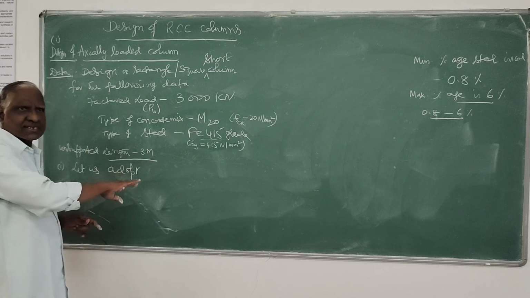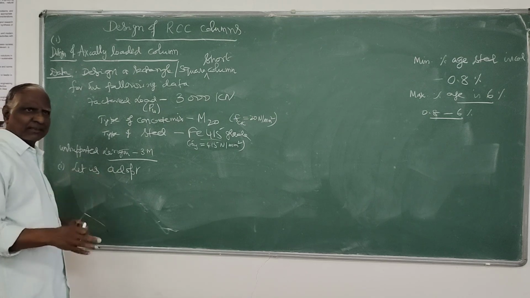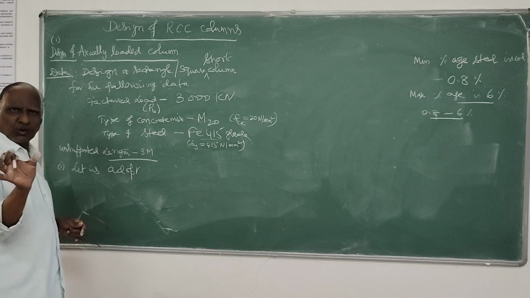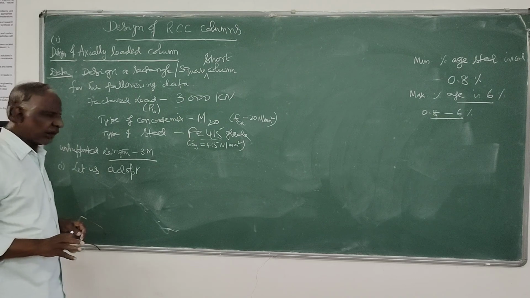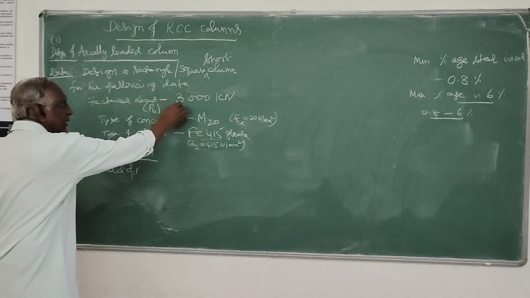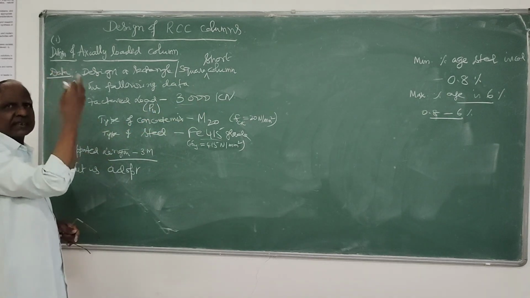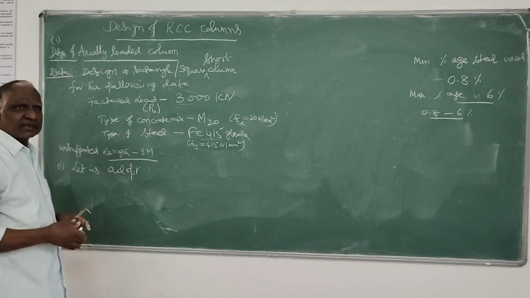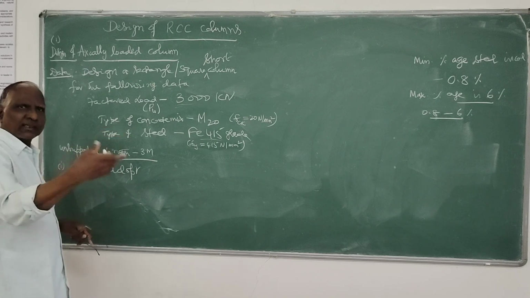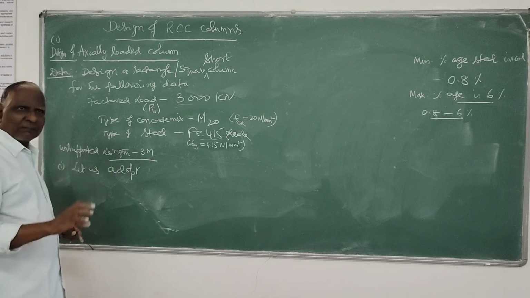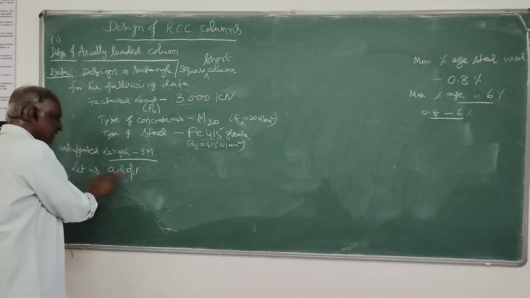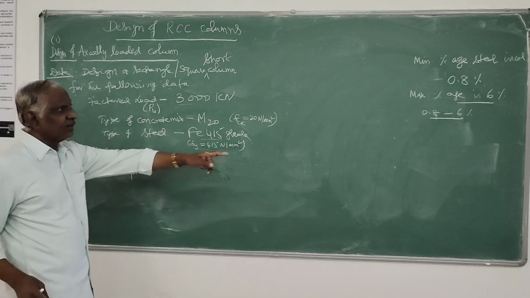Regarding the geometrical size, the minimum size aspect will not come into the picture at all. The minimum is 200 mm as per the codal provisions, but that may not be suitable for us. We have to go for more than 200 mm, looking at the magnitude of the load, 3000 kilonewtons, which is around 300 tons. So the size of the column has to be more than that minimum size. We will forget that. The other aspect is the minimum percentage of steel we have to provide.